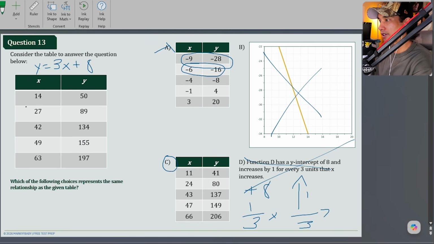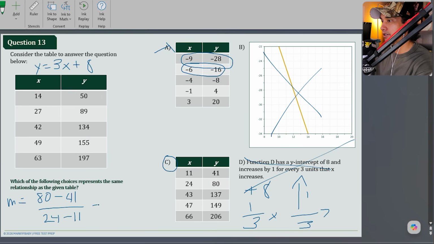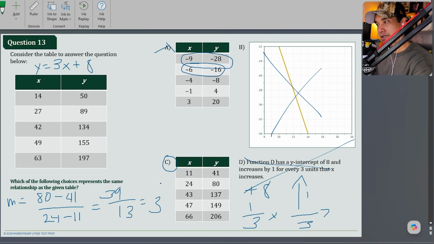Well, let's go ahead and figure it out. m is equal to 80 minus 41 over 24 minus 11. What is 80 minus 41? Well, lookity hookity, 39. 24 minus 11, 13. Just like the table here, equals 39 divided by 13, 3. We found the slope. The slopes match.